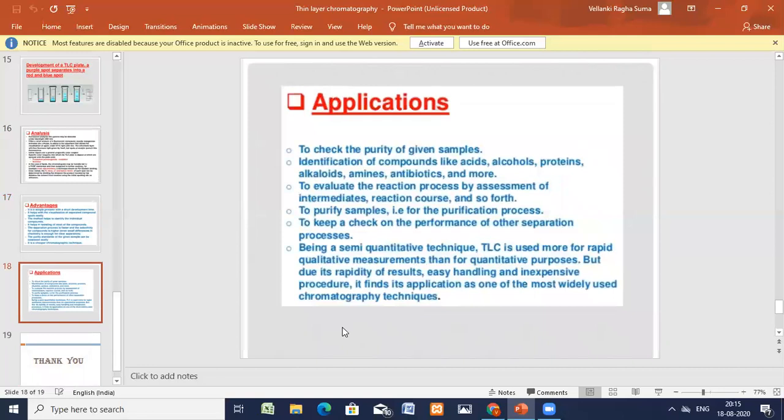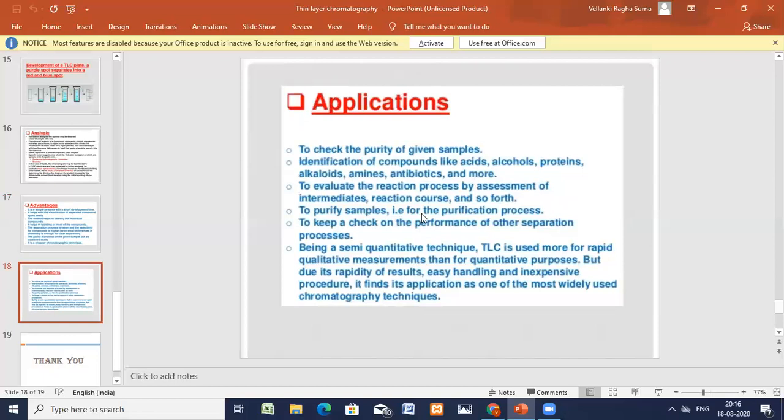Now coming to the applications. Here we have seen a very simple technique and it has a lot of advantages. Now, coming to the applications, we can check the purity of the given samples. Identification of compounds like acids, alcohols, proteins, alkaloids, amines, antibiotics, and more is possible. We can evaluate the reaction process by assessment of the intermediates, reaction course, and so on.